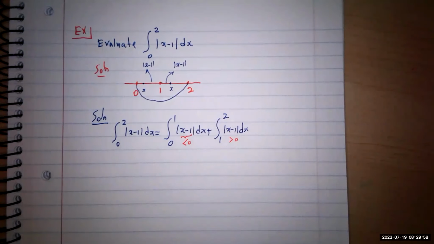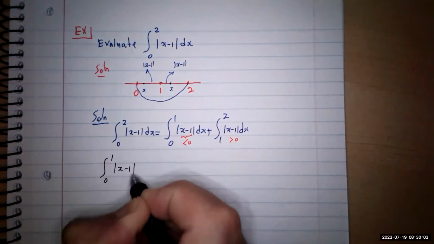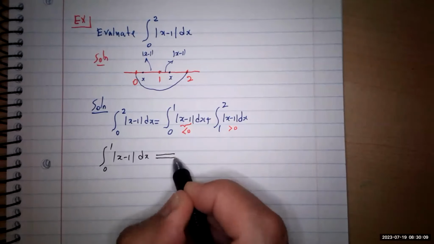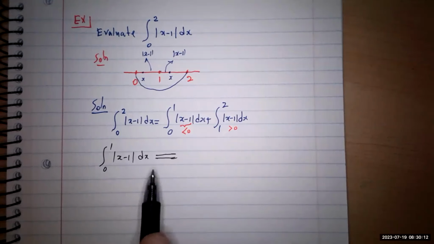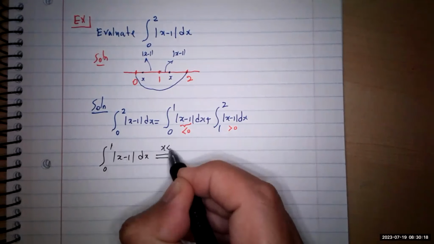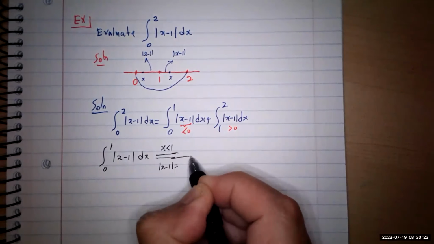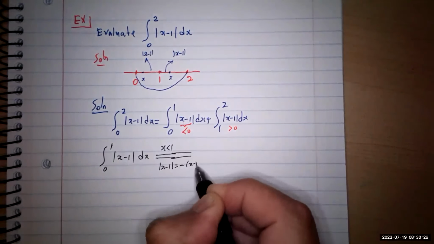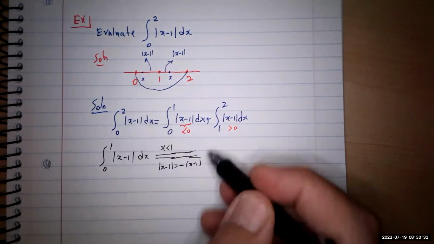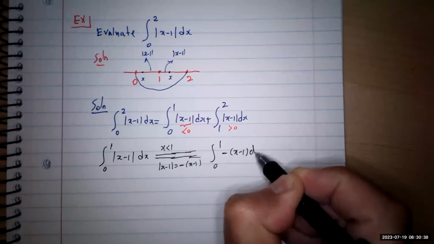And that will help you to integrate it. You have to integrate it separately. So you take the integral from 0 to 1 of the absolute value of x minus 1 dx. Now, I just remind you, this is just for your information. You don't have to write it when you do the problem. In this part, 0 to 1, x is less than 1. When x is less than 1, the inside of the absolute value of x minus 1 would be negative, so this would be the opposite of x minus 1.